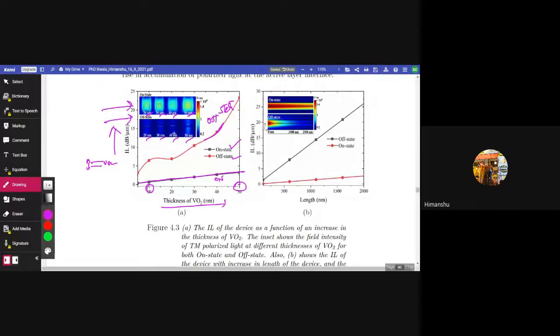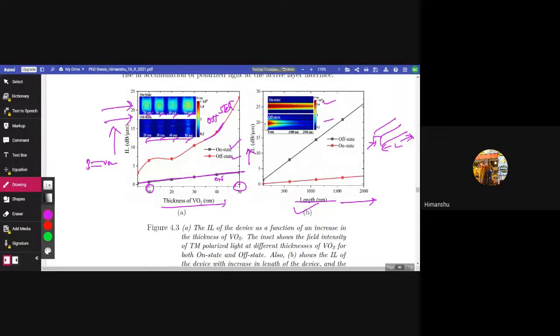And figure 4.3b shows the effect on insertion loss with increase in length. So what will be the insertion loss if we increase the length of the device? Here we have taken 500 nanometer to 2000 nanometer length, and then we are calculating the loss at both on state and off state. And the inset shows the on state and off state of the device from the top view. You can say this is a top view.